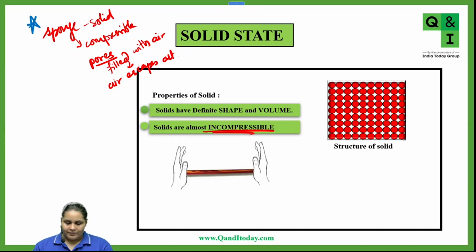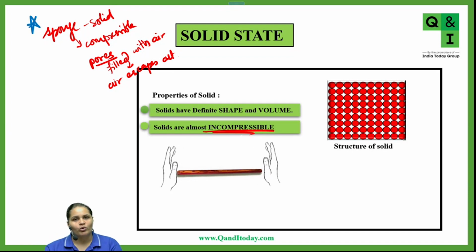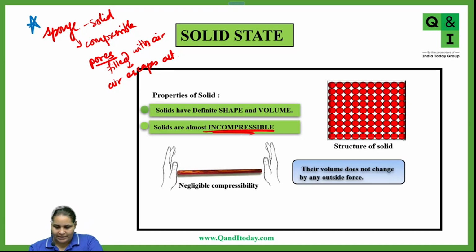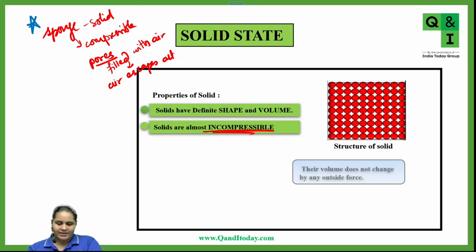Here we got one example: I have a stick, and if I try to compress it, it won't compress, right? So there is no compressibility. Their volume does not change by any outside force. This is what we already discussed in the prerequisite, what compressibility is.